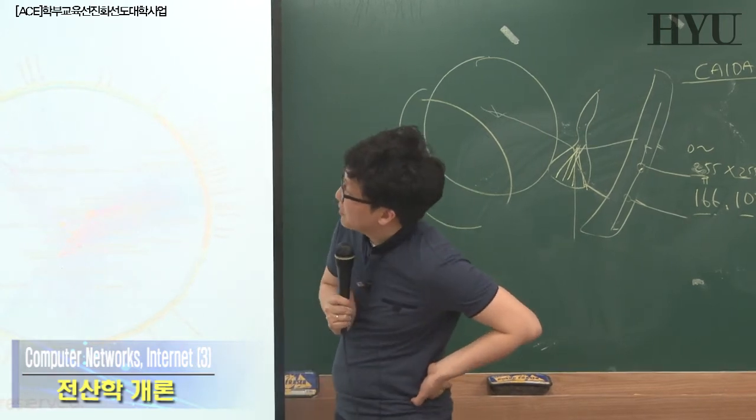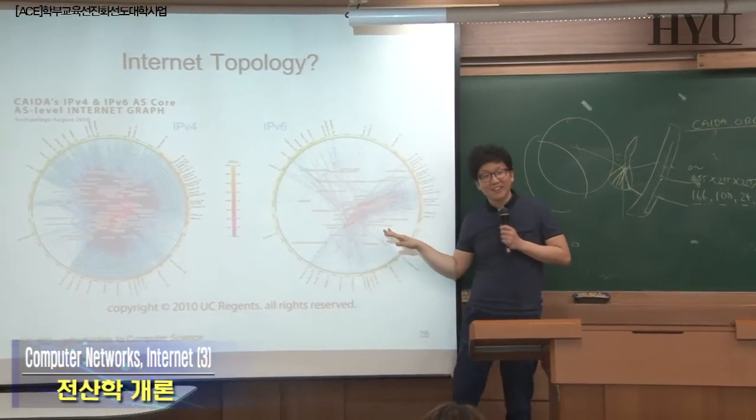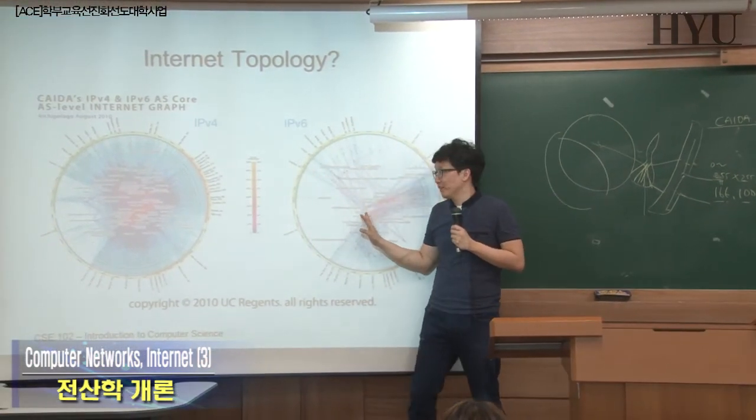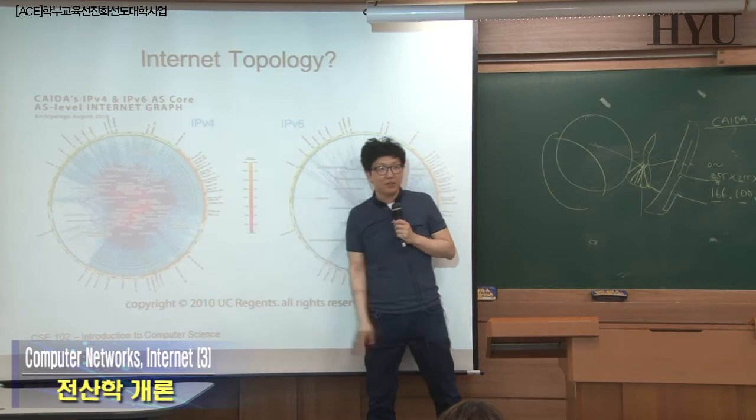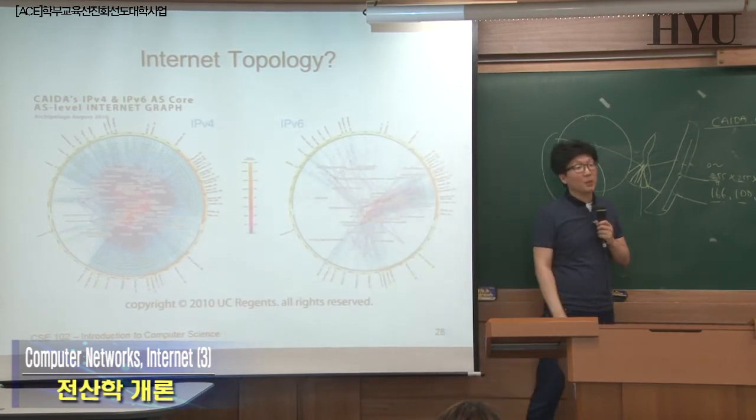Comparing to IP version 4, IP version 6 is less complicated yet. 그죠? Some people are using it, but nothing comparing to IP version 4. So you can just take a look at it as a topology of the current internet.